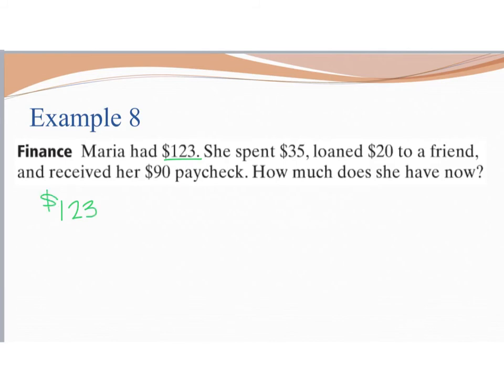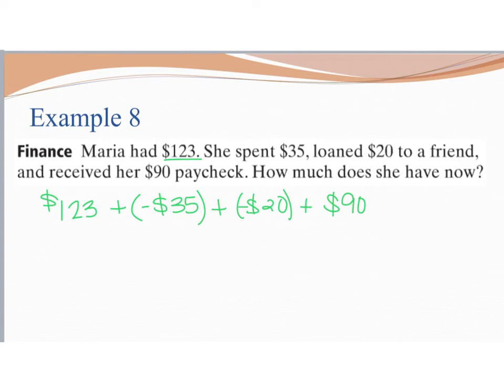She spent $35, so here we're adding a negative $35. She loaned $20 to a friend, and a loan means that you're going to give $20 away temporarily. Hopefully your friend does pay you back. So we're going to give $20 away. And she received $90 in her paycheck. Well, typically when you get a paycheck, that's usually in the positive if you've done good work. So we're going to add $90 to that. And you don't have to do the parentheses around it.